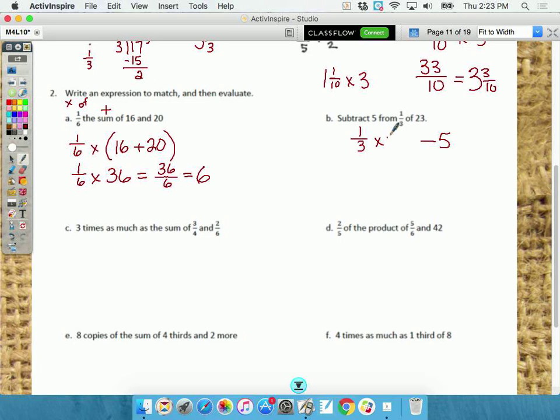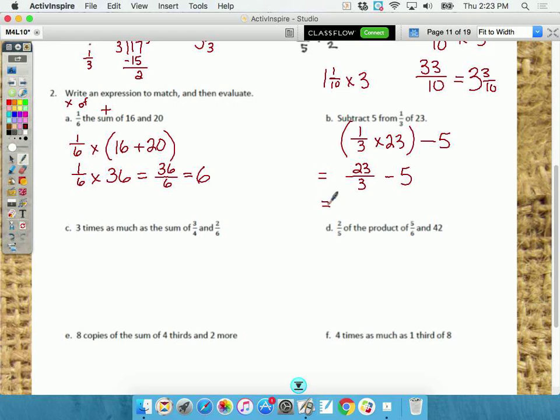1/3 times 23. And do I need this in parentheses? Yes. I mean, it would probably work without because you always multiply before you subtract. But just so we're not confused. So this is 1/3 of 23, which is 23/3 minus 5. Now I'm not multiplying, so it's going to be easier to work with a mixed number. So 23/3 as a mixed number.